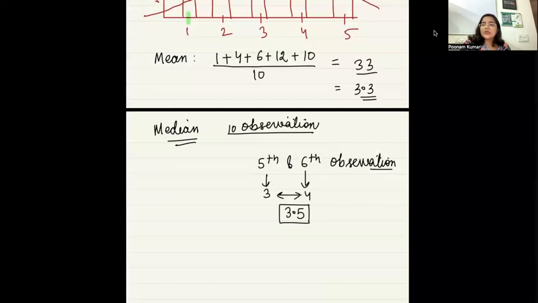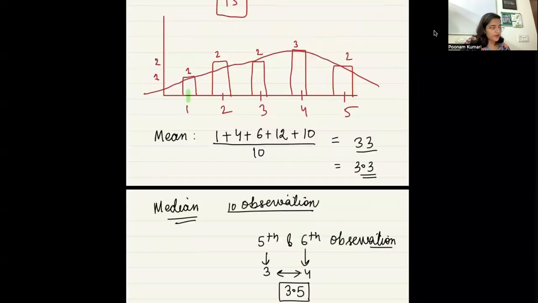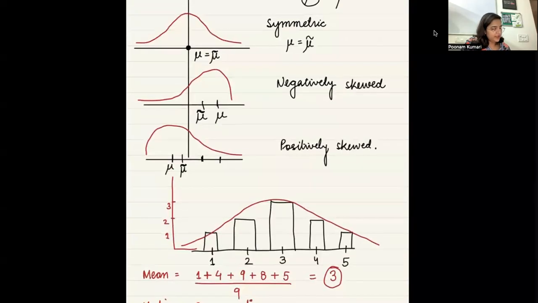So what is the relationship that we have here? That my median is greater than my mean, right? Is that okay? Right? So we have to do this differently.